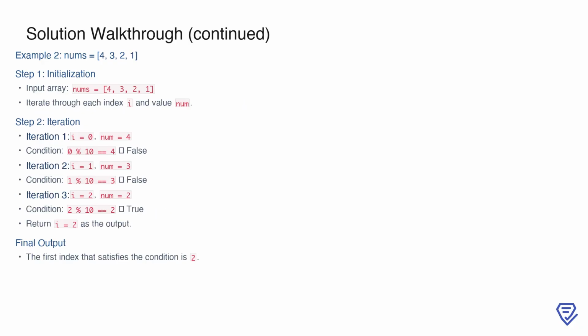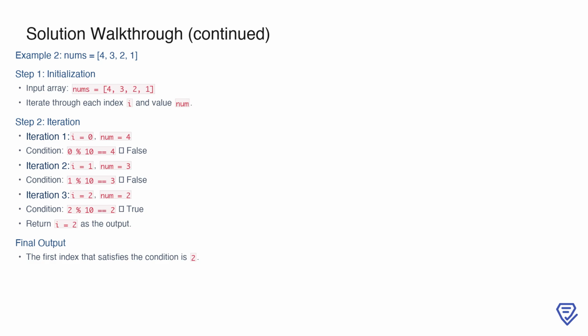Now let's look at example 2 with the input array nums = [4, 3, 2, 1]. Again, we iterate through each index i and its corresponding value, number, checking if the condition i % 10 equals nums[i] holds. In the first iteration, i is 0, and number is 4. The condition 0 % 10 equals 4 evaluates to false, so we move to the next index. In the second iteration, i is 1, and number is 3.